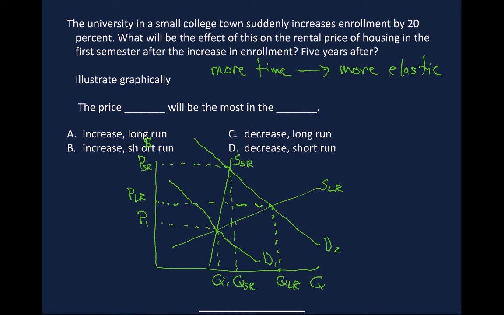And the ultimate price increase in the long run is from P1 up here to P long run. So you don't see much of a price increase in the long run. The price increase will be the most in the short run. So it looks like the correct answer is B.